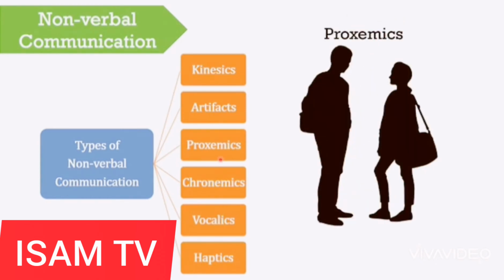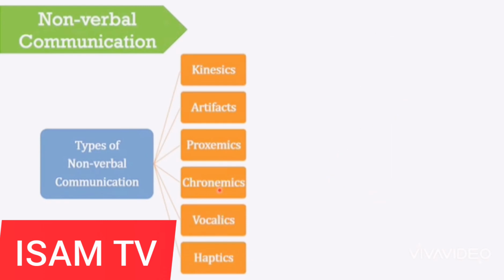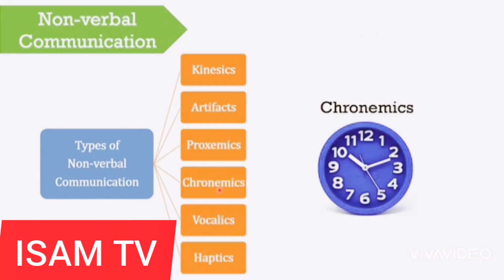Proxemics. The distance maintained by a person while communicating with another tells you a lot about their relationship. Chronemics is the use of time in communication. It tells you how punctual or disciplined a person is, or how serious the person is regarding the matter.